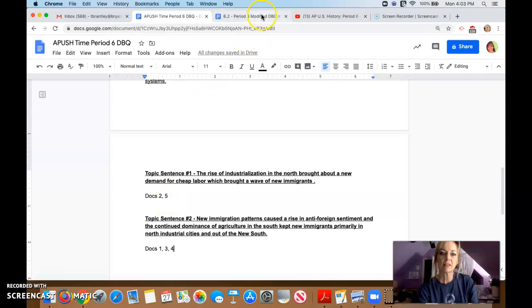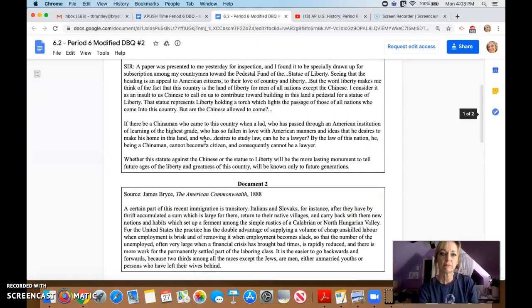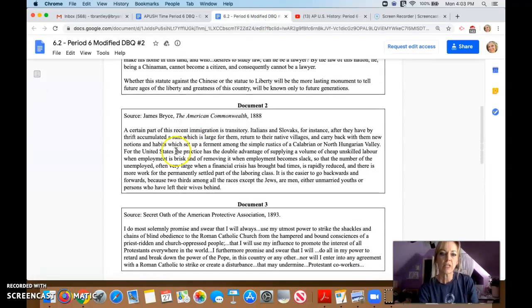So if we go back to the documents, document 2, in here it talks about the Italians and the Slavs coming over, not in families, but kind of as single men to get employment, to make money, and then they go back home. Okay. And so that's an immigration pattern, right? Okay. They're going to come because of those new industrial jobs in the North.